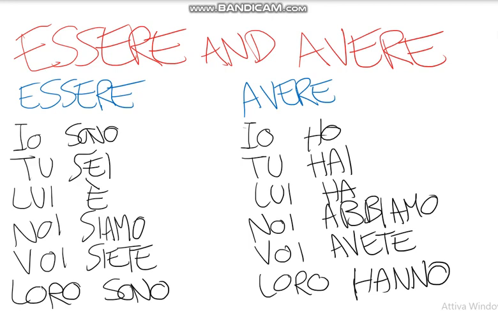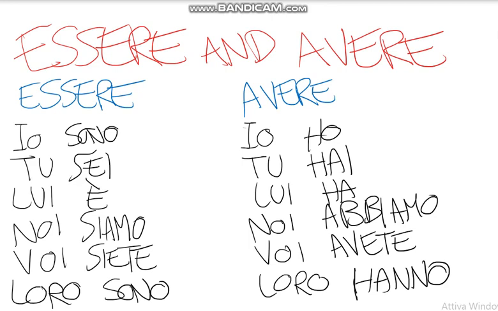So, now let's read the verb avere. I suggest that you repeat after me. So when I pronounce the verb, the words, you should repeat what I said so that you can practice your pronunciation.